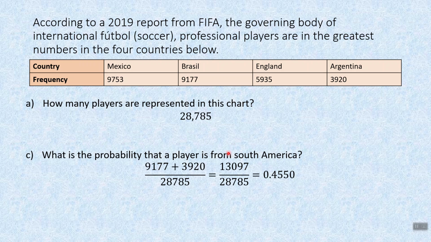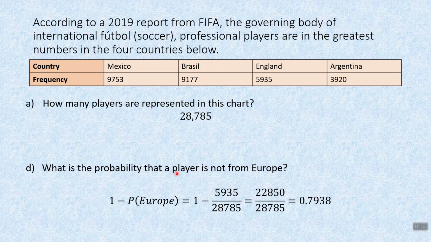What is the probability that a player is from South America? That should have been a capital S, but we're not going to get on my grammar again. South America in this table is represented by both Brazil and Argentina. Mexico is considered a North American country. Central America for some, but I think that's ridiculous. And England is the only one that's not in the Americas. So the probability of South American is 9,177 plus 3,920. Each individual probability, right, frequency, added together to give us a total of about 45% of the top 4 represented countries being from South America.